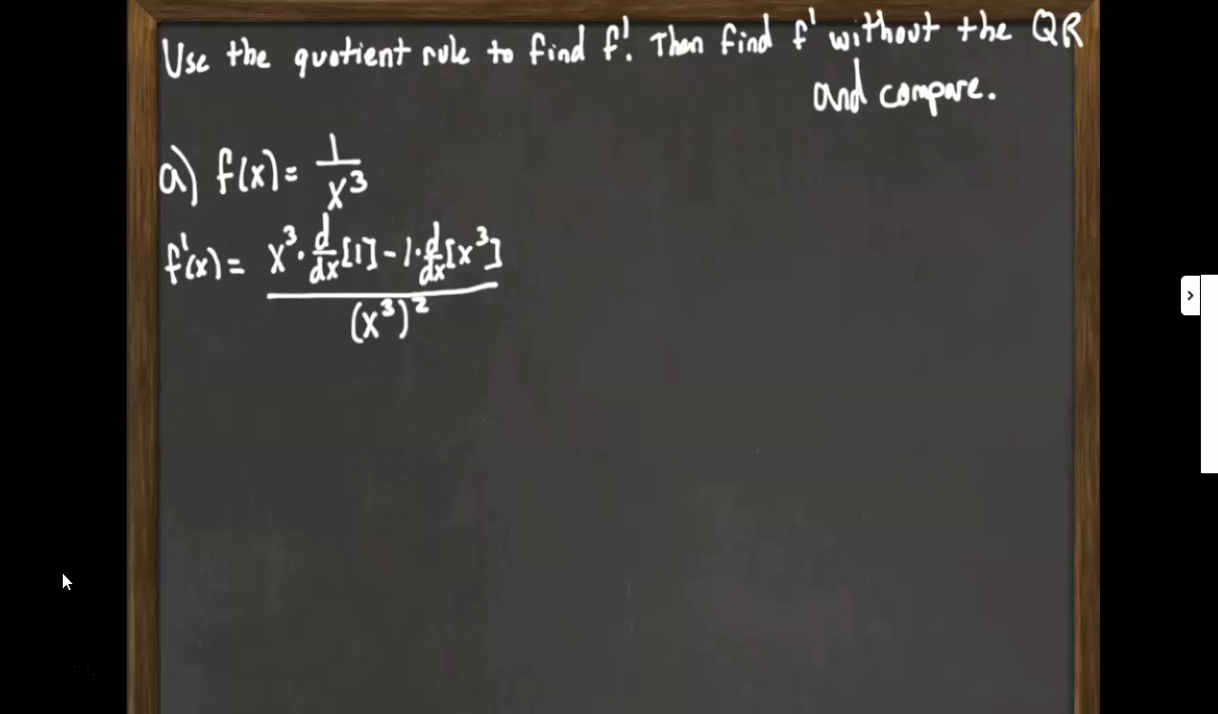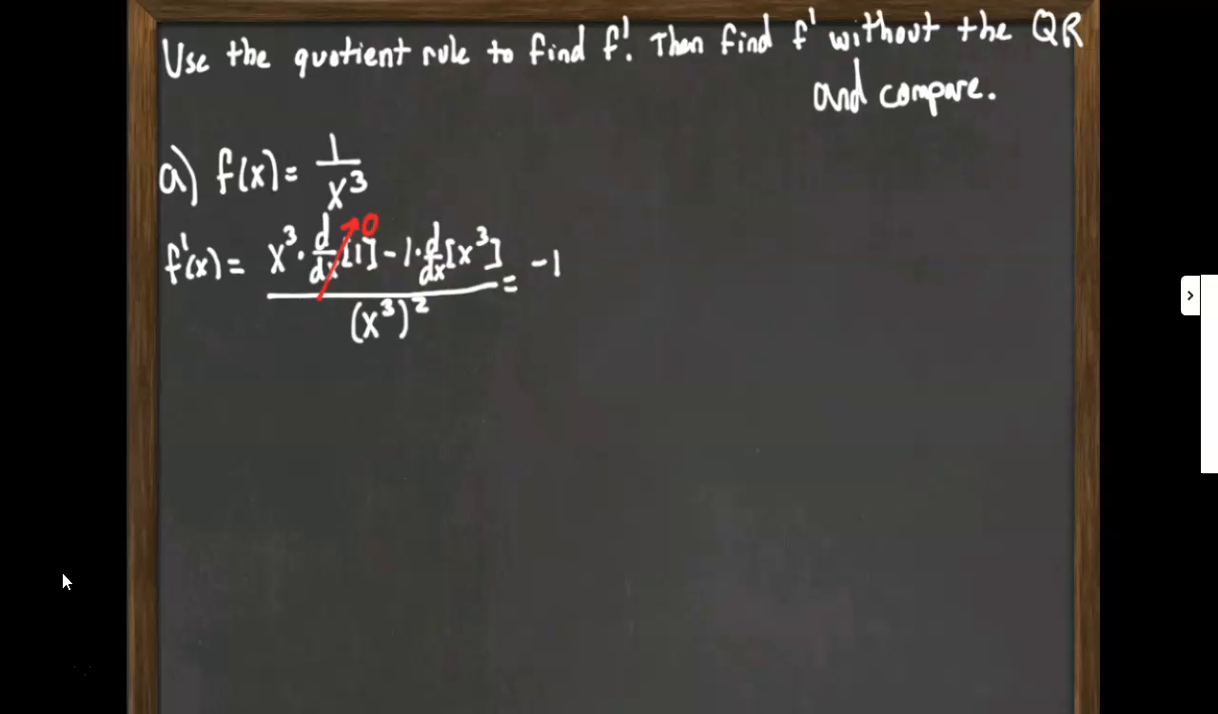Again, I encourage you early on here to write these out just to get the process down, and then later on we can leave out some detail. So let's go through and simplify. The derivative of 1 is a constant, so that's just going to be 0, meaning that x cubed times 0 is just 0. So that term just completely disappears from the problem.